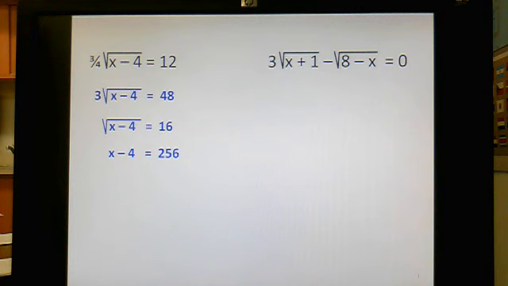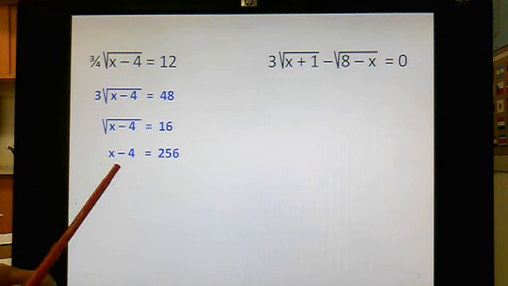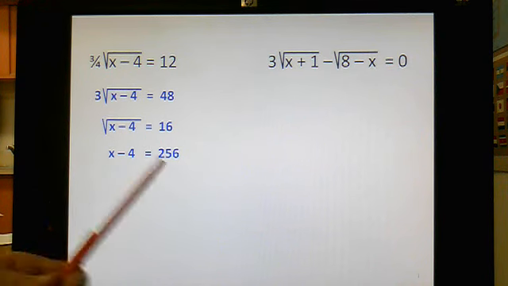Oh, sorry. I lied to you. We're not done right there. I forgot the radical's still on there. Tricked by my own animation. So my radical is still here. To get rid of my radical, I square both sides. Now it's gone. 16 squared is 256.